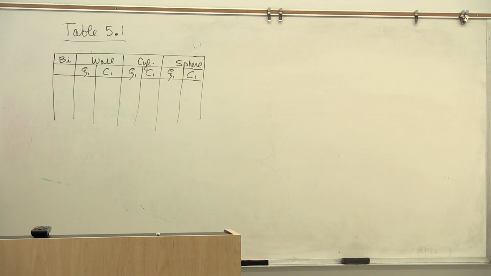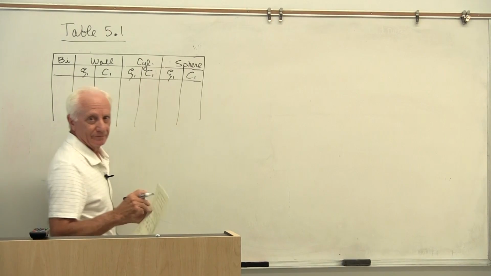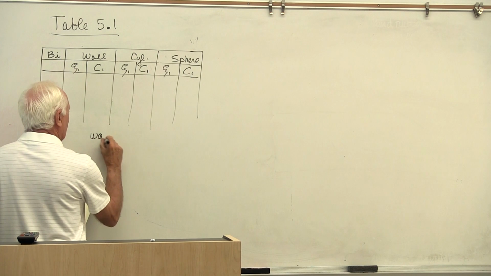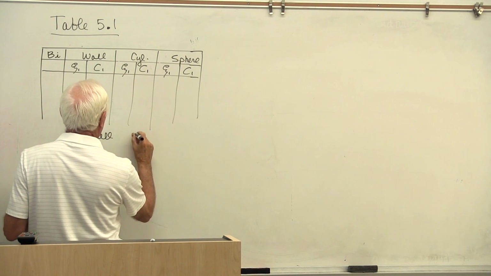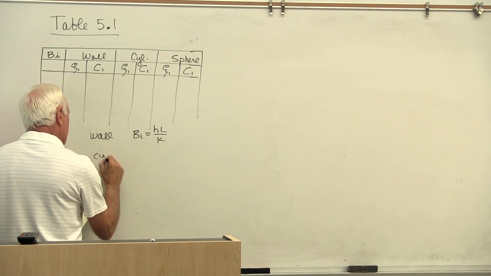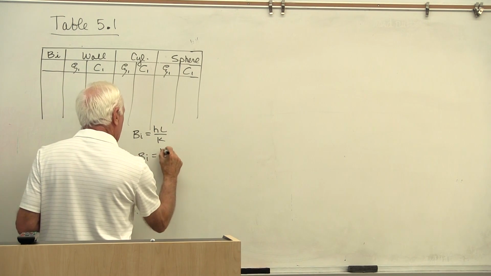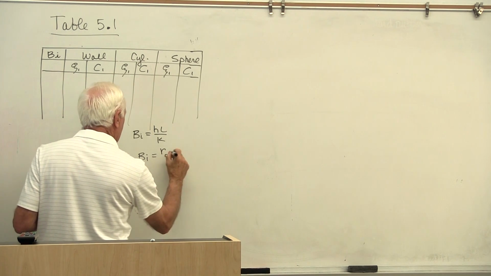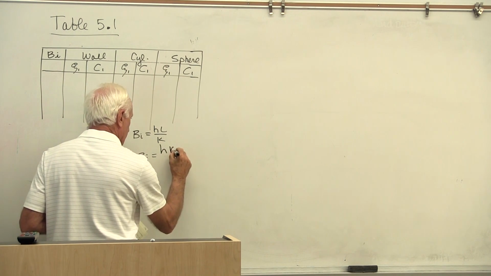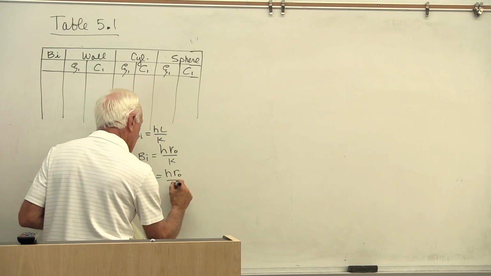And at the bottom of table 5.1, it tells you, if it's a wall, we have Bi equals hL over k. If it's a cylinder, Bi is equal to h r naught over k. A sphere, Bi is h r naught over k.